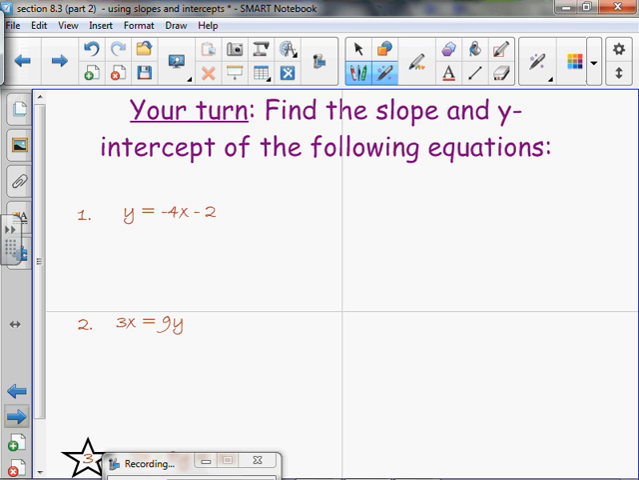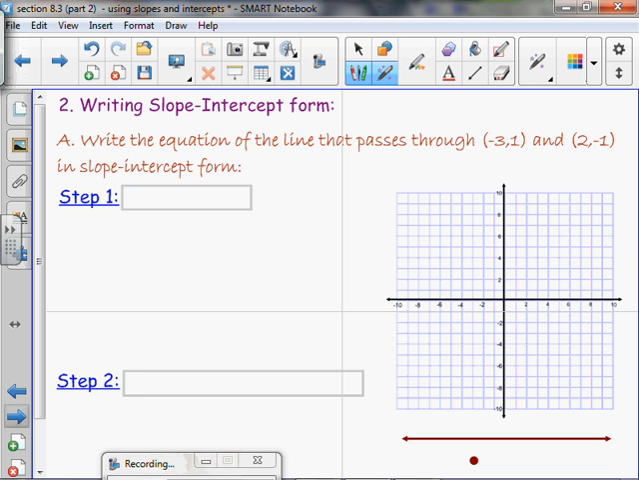Okay, so this one is going to be your turn. You are not doing it right now. You will do it, well, for the people in the class right now, you will do it when we're done with the video. For the people watching at home, you can pause the video and do it now. And we are going to go on to writing slope-intercept form.